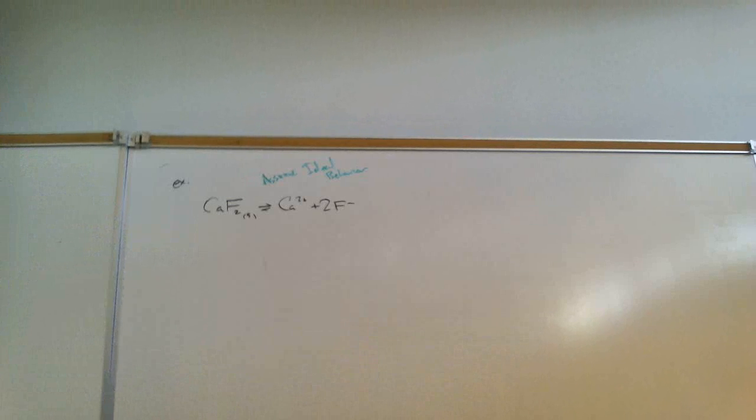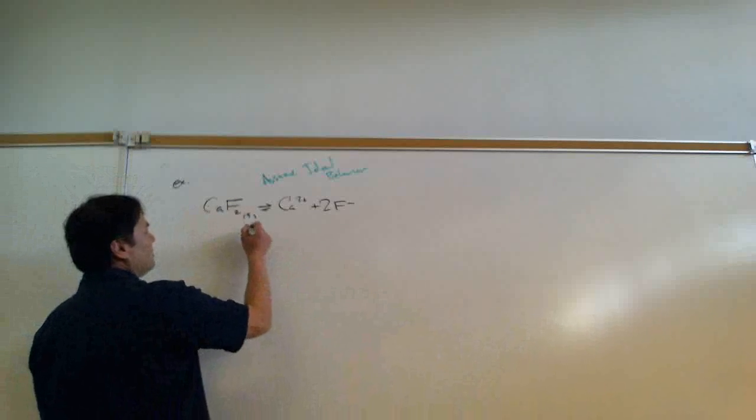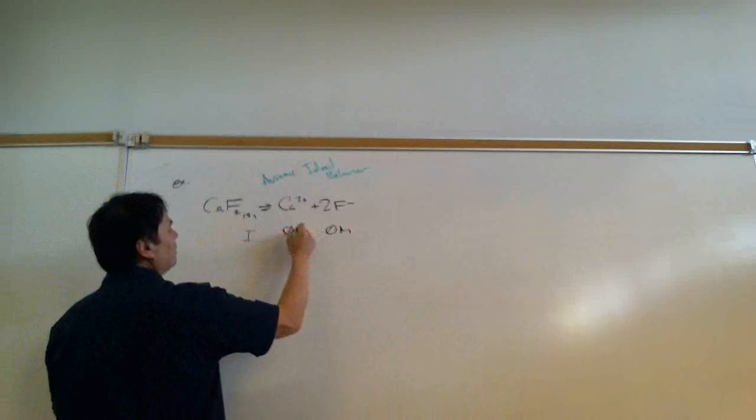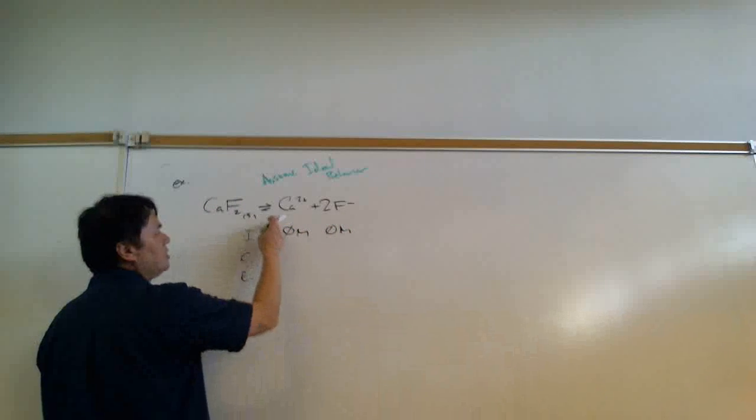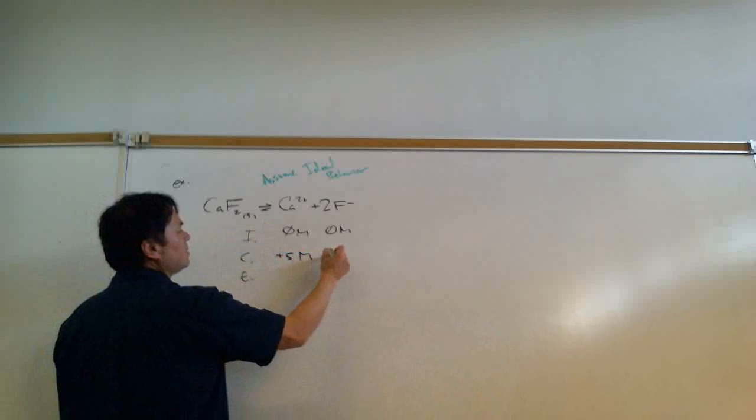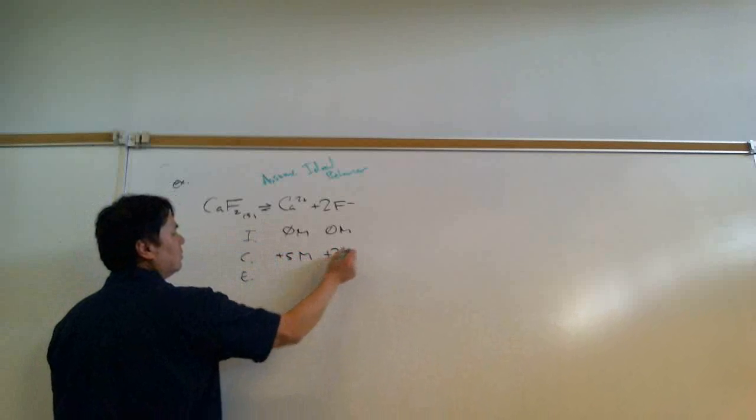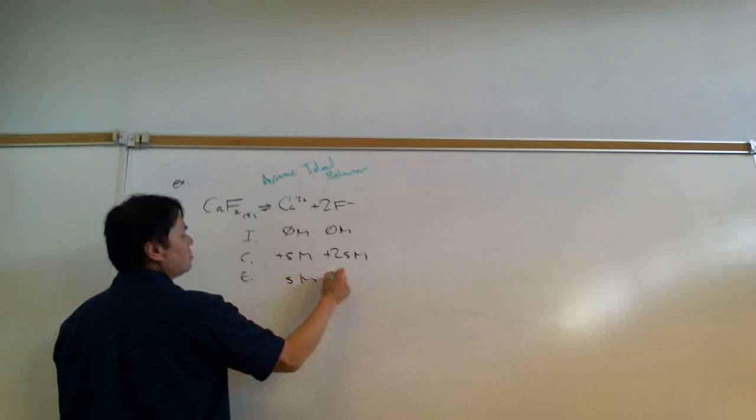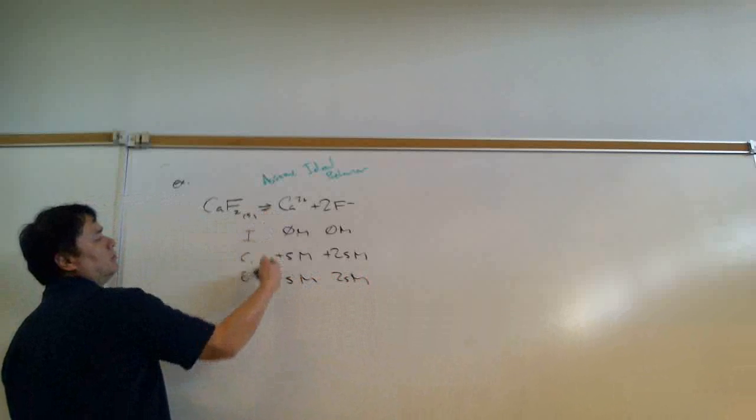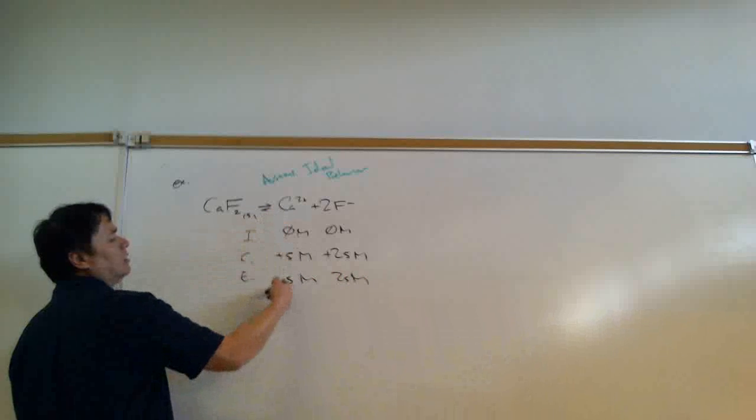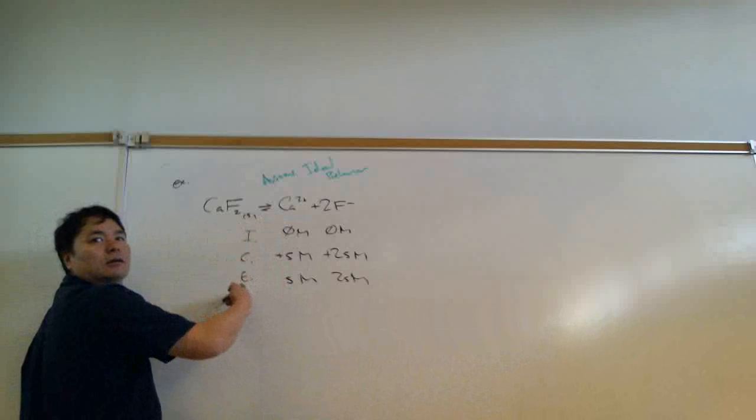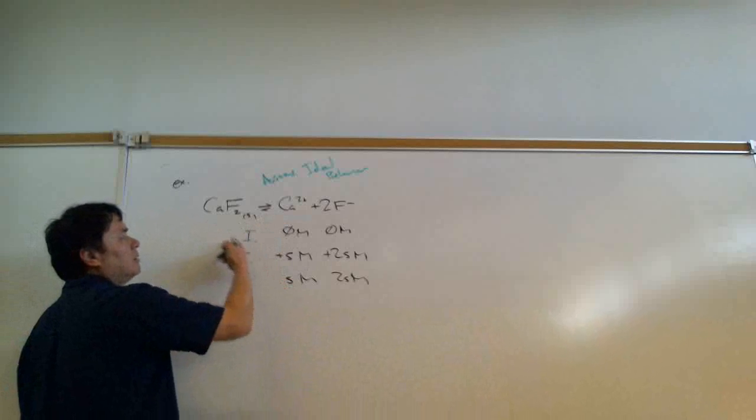Okay. But anyway, if we keep it simple like this, then the setup is easy. We start off with nothing dissolved, and then there's a change. So the change is going to be what? Plus S, plus 2S. And so we're going to have S and 2S molar, where S is 1-to-1 here. And so the moles of calcium that dissolve per liter is the same as the moles of calcium fluoride that dissolve per liter. And so S is the solubility of calcium fluoride.